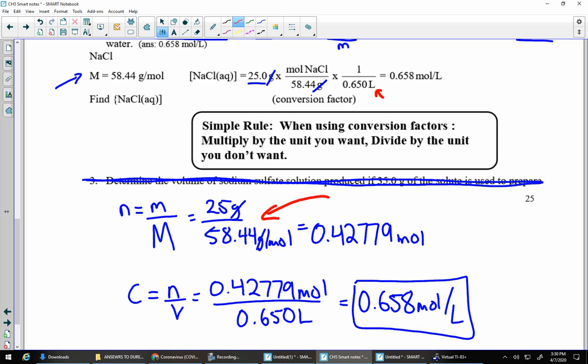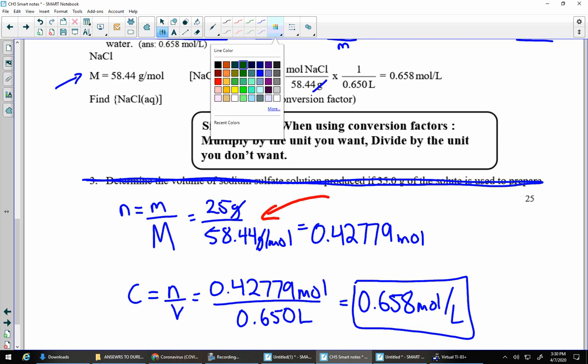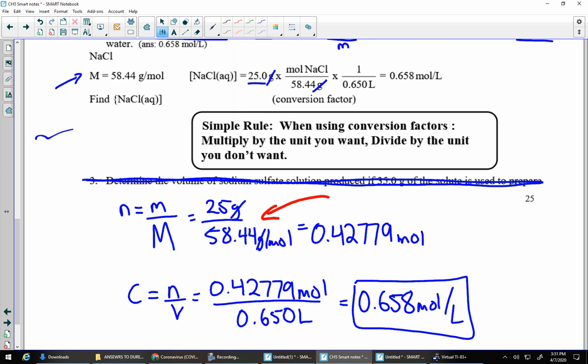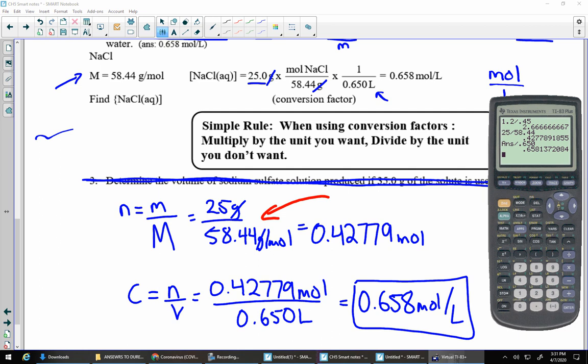I need the liters to go on the bottom so that my answer is in moles per liter, so moles over liters, which is cool. So if I were to plug this one in, I'd just do 25 divided by 58.44, and then divided by 0.650, and I end up with the exact same thing.